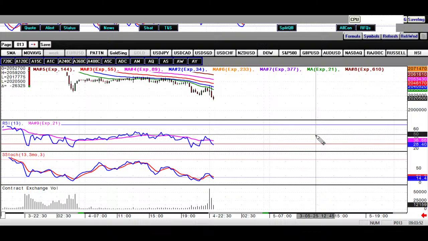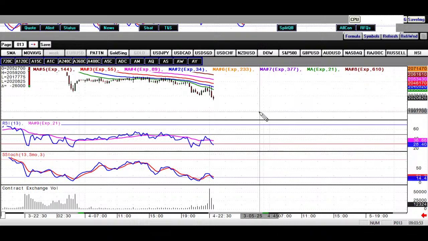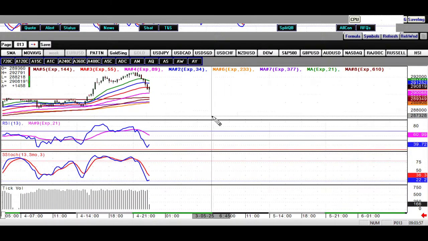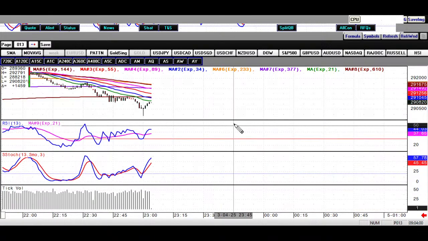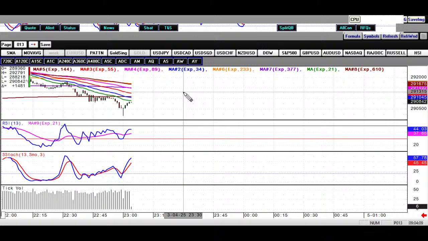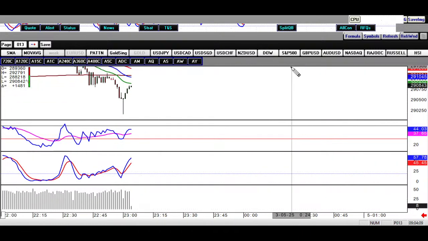2898, but market bounced before that. See, we were trying to buy at 2898. I think the low we saw was 2900 and a half. So we missed that buying entry by $2.